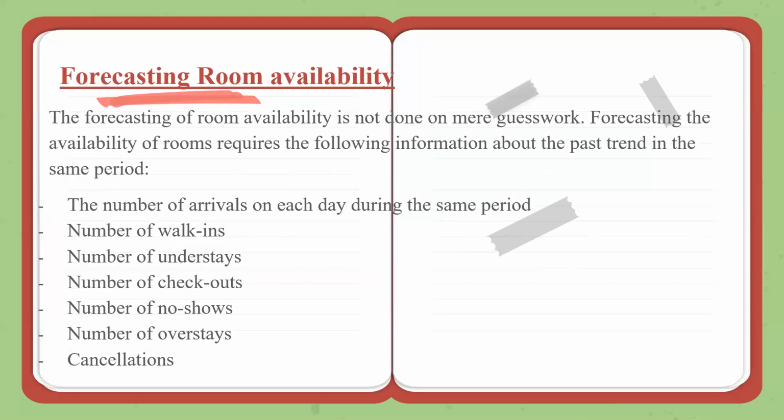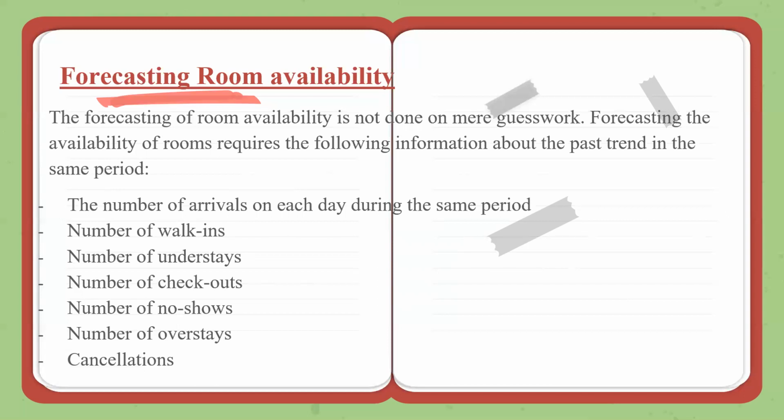We move to the last bit for now, the forecasting of the room availability. So forecasting of room availability is not done on mere guesswork, as I told you already. It is based on various information. All right, we saw some of it, of course. Now this is specifically rooms we are talking. All right, that we spoke about generally, the hotel or the department one. This is specifically rooms.